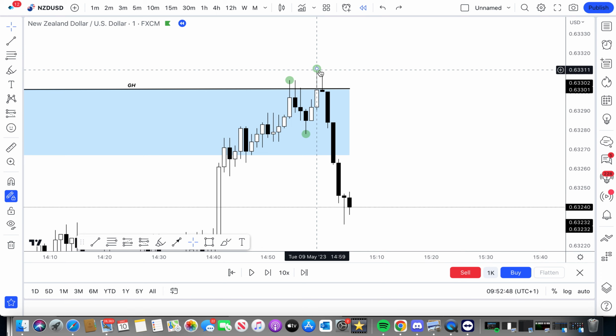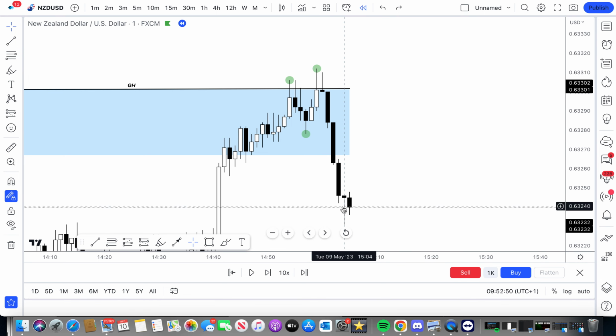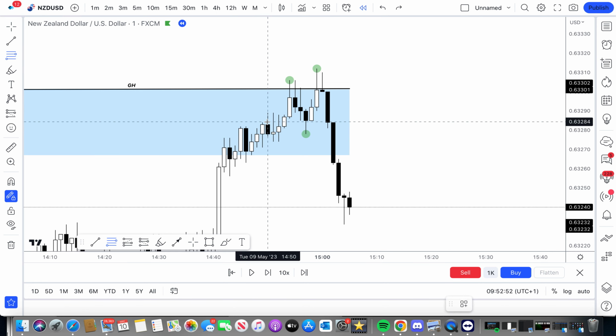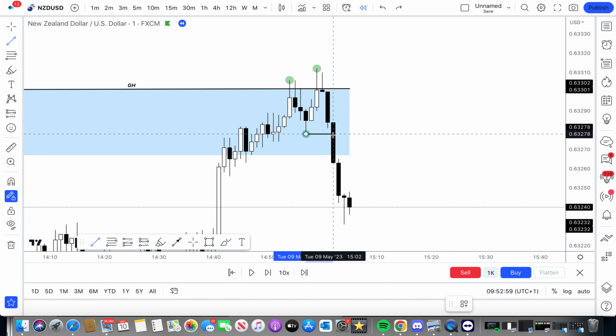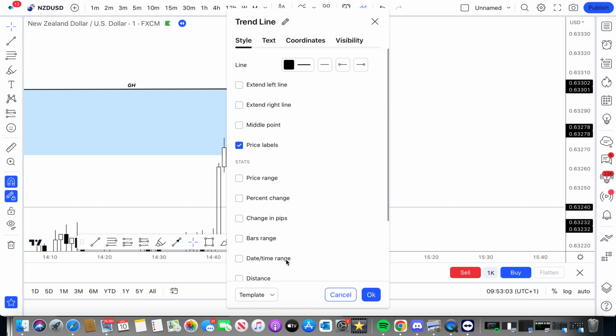Once we see that, we want to see a strong structure shift to the downside. We can then mark on our break of structure. So let's mark that on here. You can clearly see we've broke structure to the downside here. Broke structure, break of structure to the downside.